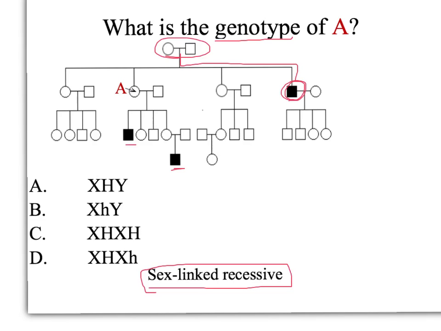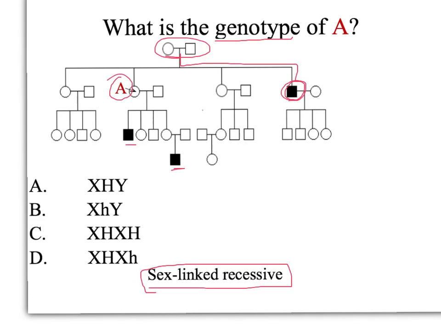So the question is trying to figure out if parents are carriers or not so they can make informed decisions about what their offspring are going to be like. So we want to know what the genotype of person A is. So you're going to push pause right now. You're going to see if you can figure it out, and then when you're ready, push play.